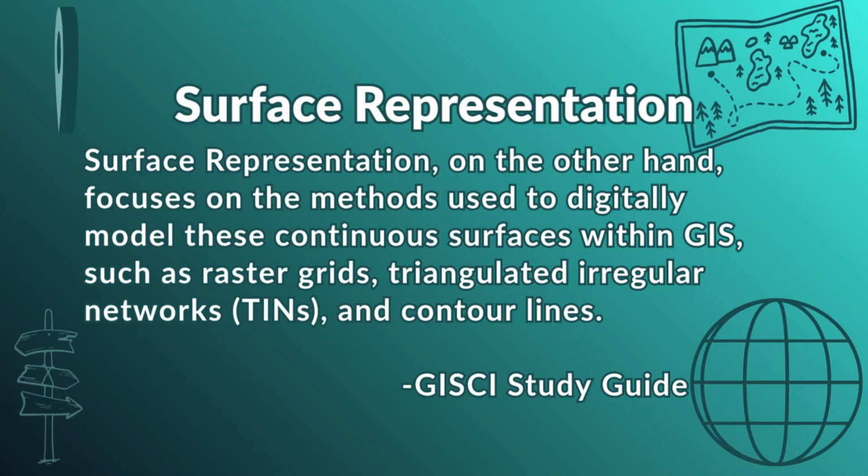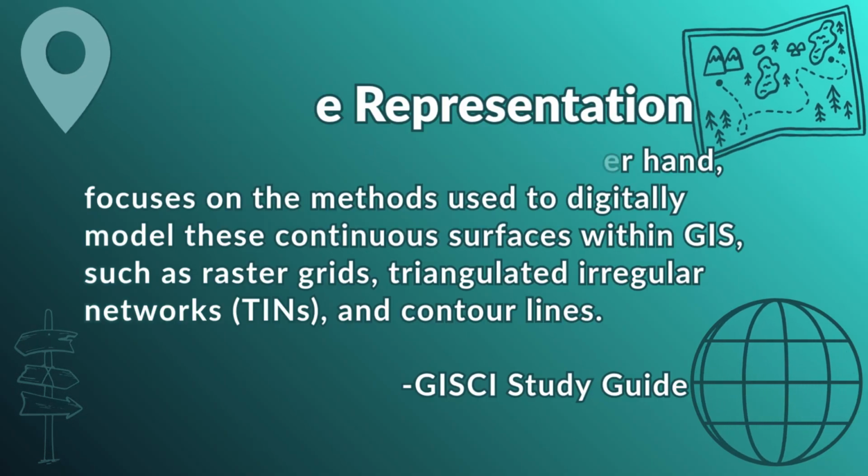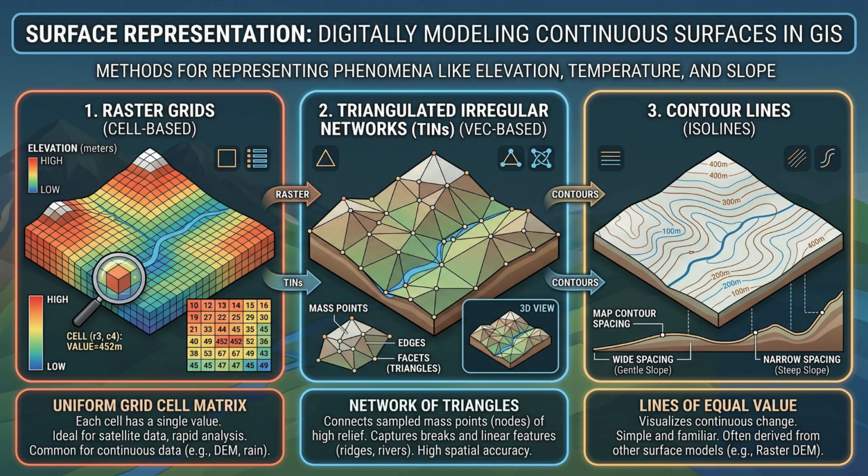Totally differently. Representation is essentially choosing your medium, whether you're painting with watercolors or oil paints. That's a great way to put it. You are deciding how the computer is going to store this reality. Like a raster grid stores data using a uniform matrix of pixels where every single square holds a specific z-value, like elevation.